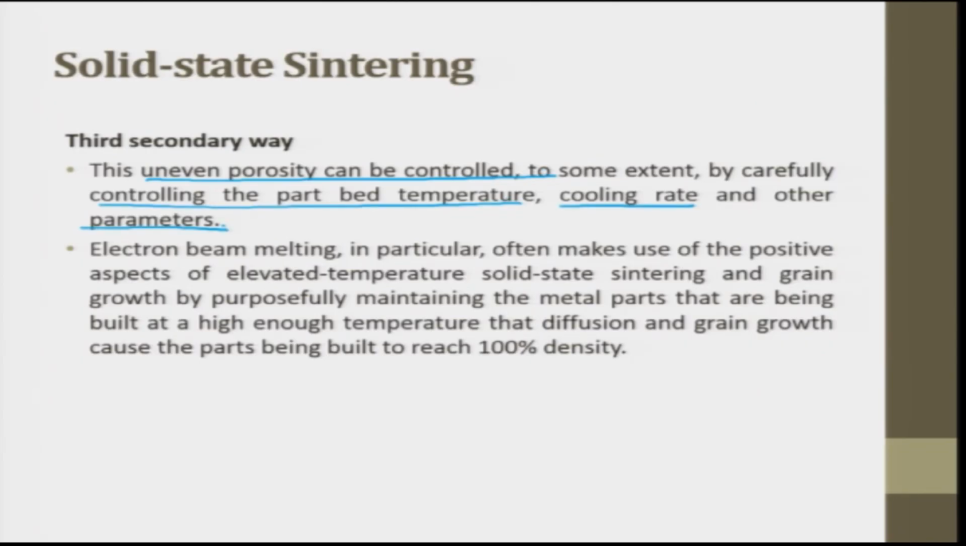Electron beam melting, replacing the laser, in particular often makes use of this positive aspect of elevated temperature solid state sintering and grain growth by purposefully maintaining the metal parts that are being built at a high enough temperature that fusion and grain growth cause the part to be built to 100% density.